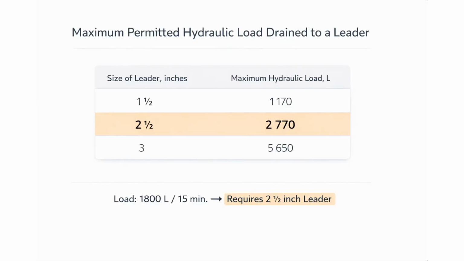Once we know our hydraulic load is 1,800 liters, we consult Table 2.4.10.11 for the maximum permitted hydraulic load drained to a leader. Looking at the circular leader column, a 2-inch pipe only handles 1,520 liters, so we must step up to a 2.5-inch leader, which handles up to 2,770 liters.